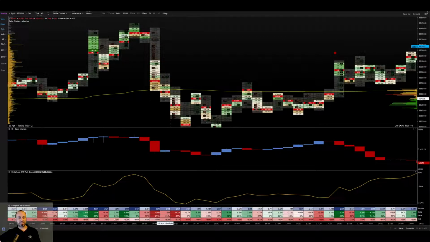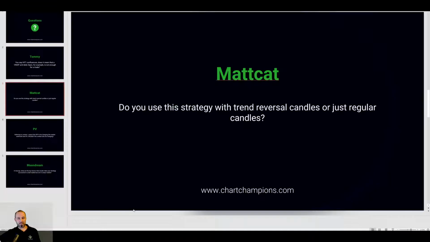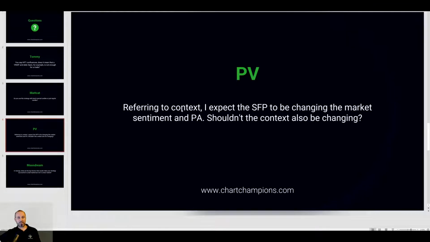This is the main template that I'm using for when I'm trading these patterns. Referring to context, I expect the swing failure pattern to be changing the market sentiment and the price action. Should the context also be changing?